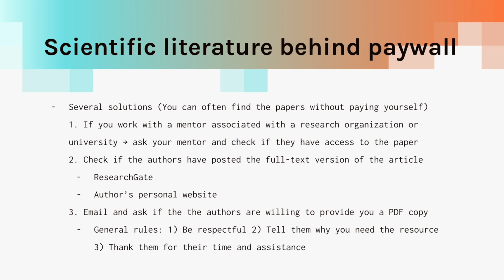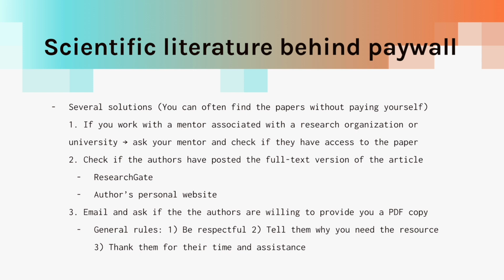First, if you work with a mentor associated with a research organization or university, you can ask them if they have access to the paper. Most large universities or research organizations will have institutional subscriptions to a wide range of academic journals. Second, you can check if the author has posted any full-text versions of the article on sites like ResearchGate or other personal websites. Third, you can reach out to the authors via email and politely ask if they would be willing to provide you with a PDF copy of their paper.